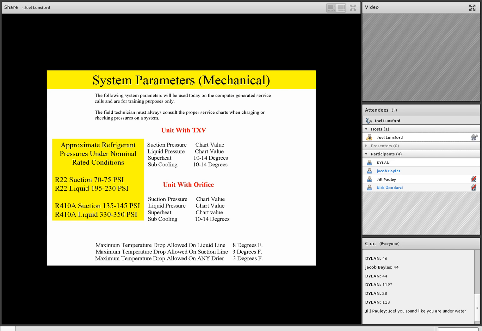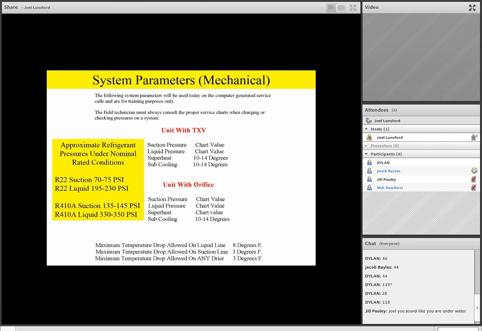So remember, a unit with an expansion valve, about 10 to 14 degrees of superheat, subcooling about 10 to 14 degrees. A unit with an orifice or a piston on the indoor coil, you're going to have to look at the superheat chart to find out what the superheat is supposed to be. Subcooling should run about 10 to 14 degrees with an orifice as well.